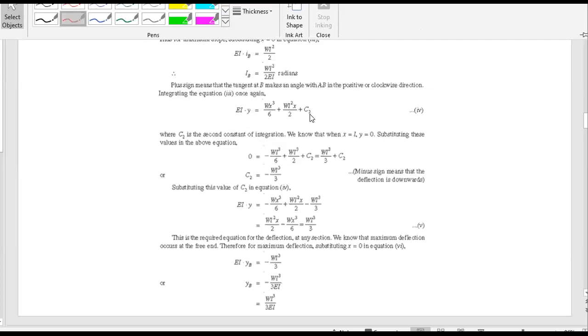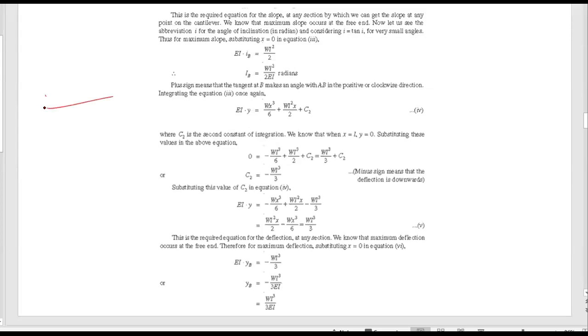This is a deflection equation for any point for a cantilever beam. Here it is a cantilever beam and a point load is acting and the beam will be deflected. So I can find the deflection by varying the x, that is nothing but the section. I can find the deflection at that section.